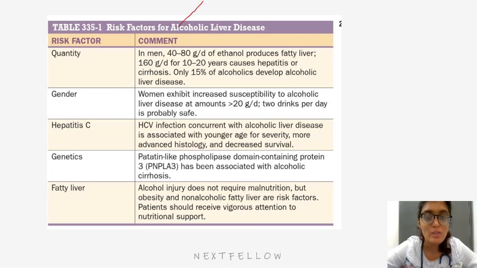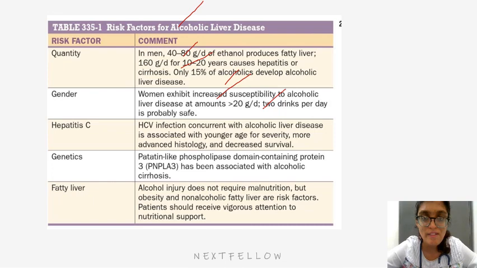Risk factors for alcoholic liver disease: quantity in men is 40 to 80 grams of ethanol per day, which induces fatty liver. 160 grams per day for 10 to 20 years causes hepatitis or cirrhosis. Only 15% of alcoholics develop alcoholic liver disease. Women exhibit increased susceptibility to alcoholic liver disease at amounts greater than 20 grams per day. Two drinks per day is probably safe.